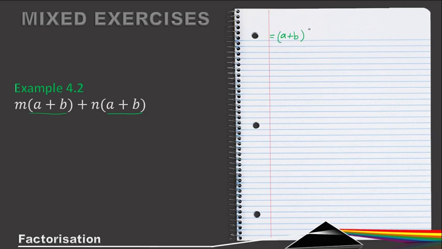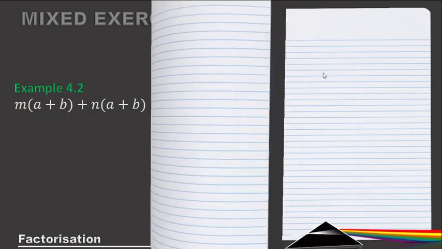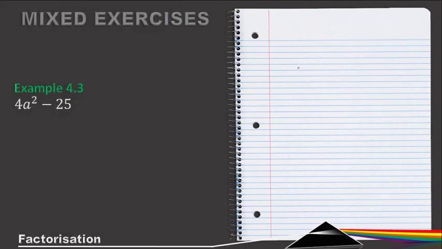So we write that down, then we open a bracket for what is left. In this term we have an m left, and in this term we just have an n left, so it becomes m plus n, and that is then our final answer there. Okay, now for the third example, here we have two terms, and first thing, do we have a common factor? 4 can't go into 25, that means we can't take out a 4, so there is no common factor.